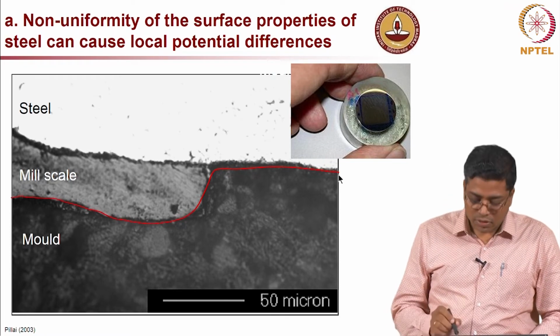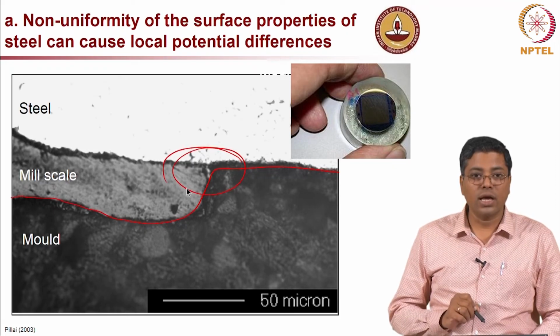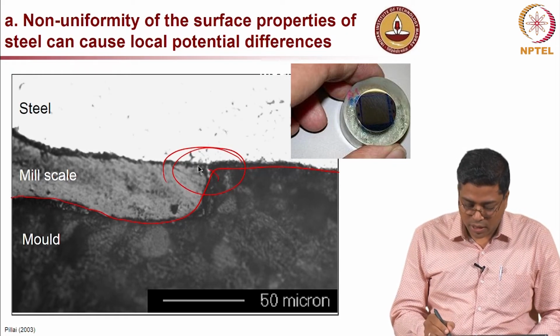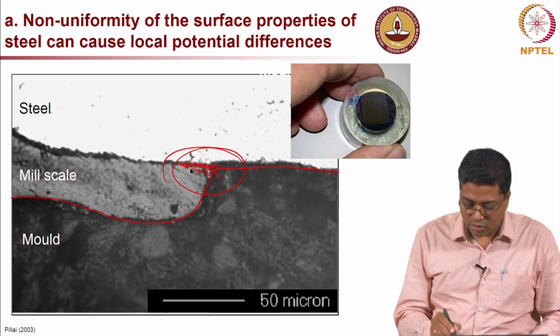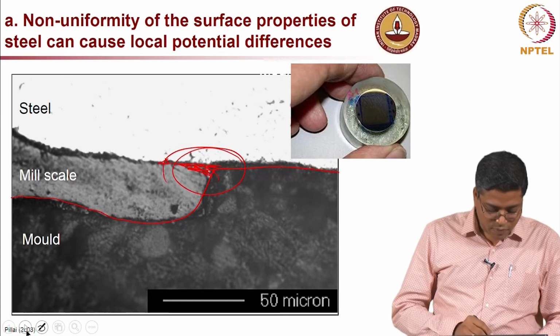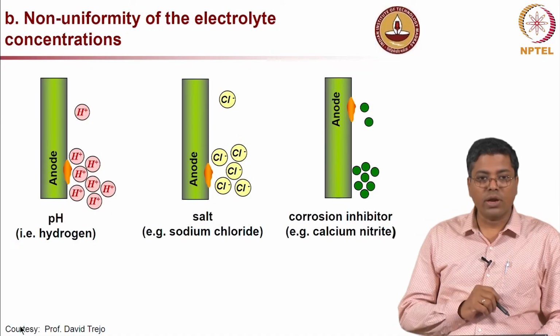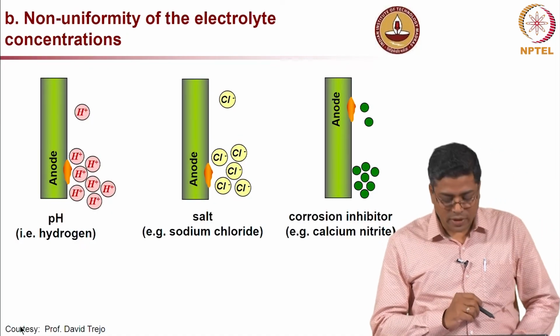Now, this will create a corrosion cell right here. You can have crevice corrosion happening here, where corrosion will actually start and then go inside. So, these kinds of mechanisms can happen which again lead to corrosion. Now, the second point was non-uniformity of the electrolyte.